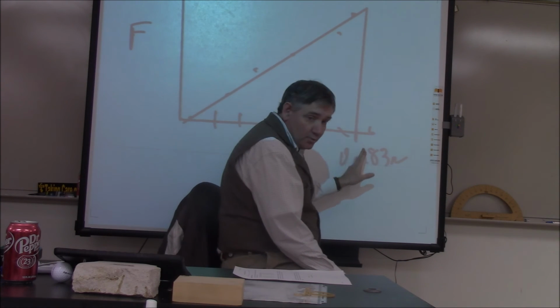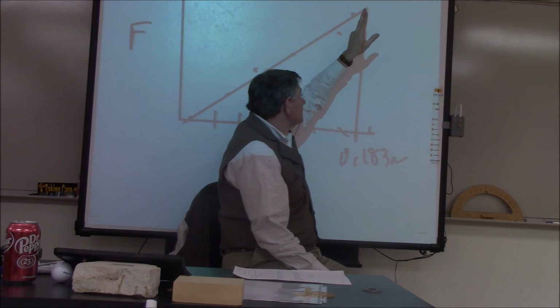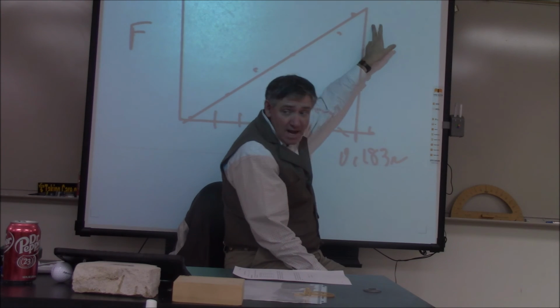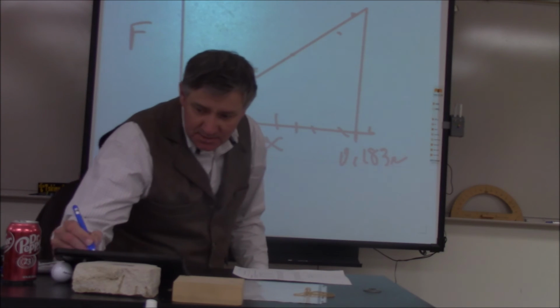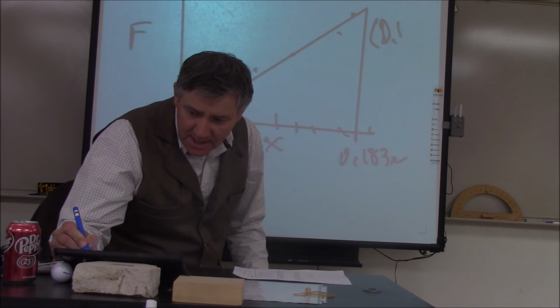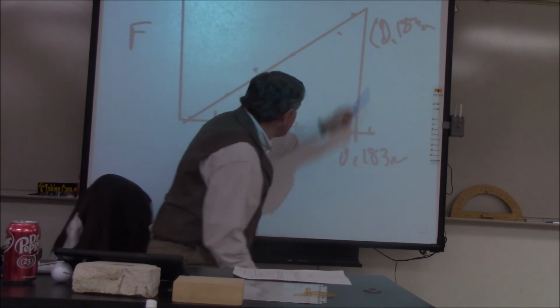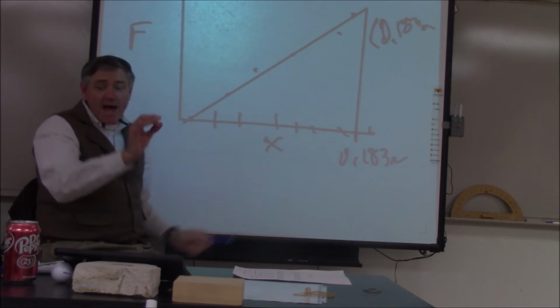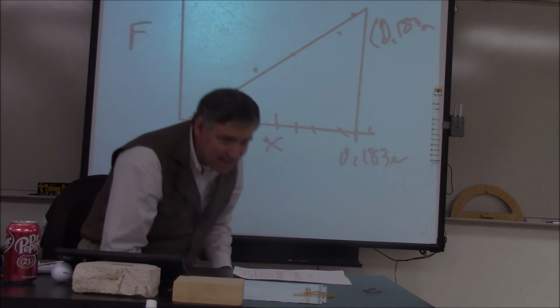Then you're going to come out to 0.183. You're going to draw a line straight up, write down on this graph that coordinate. So this is going to be 0.183 meters, and whatever that value of force is at the point of intersection with the best fit line, okay?